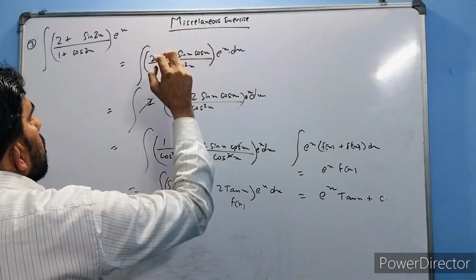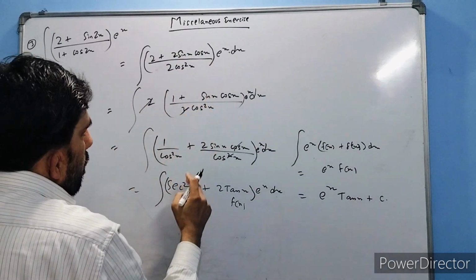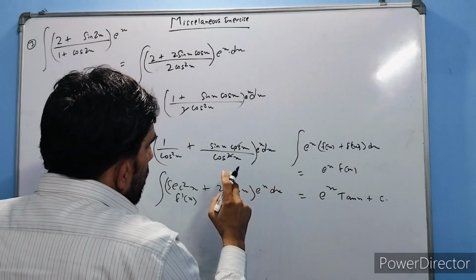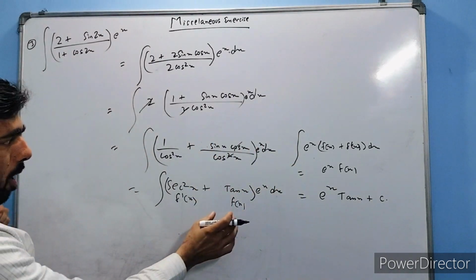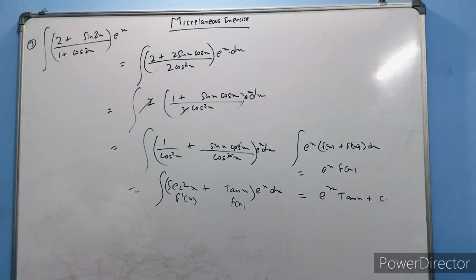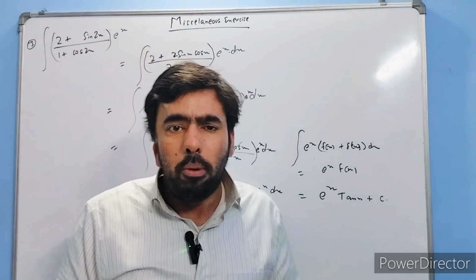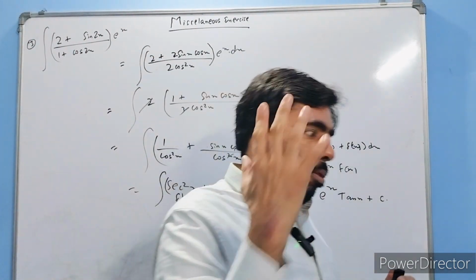Okay, 2 is already there, so we'll take 2 common, and we'll have this. Sorry, the question is this, so we got this. Now it's clear: we have f(x) and f dash x will be sec square. So that is how we are able to solve the numericals. We have solved just 3 numericals. Let us try to solve the 4th one now.